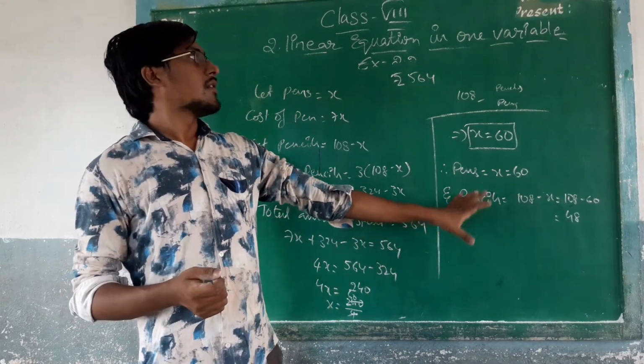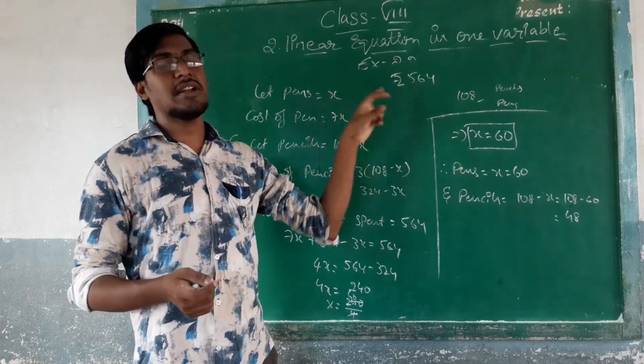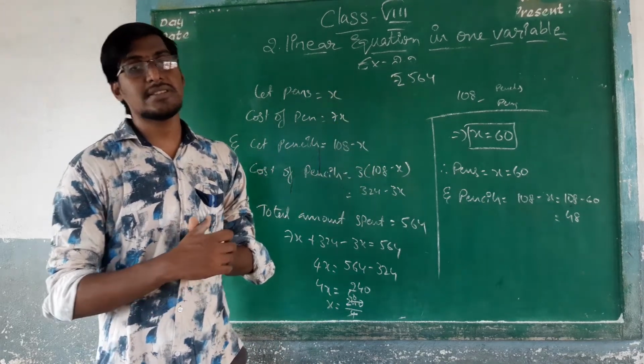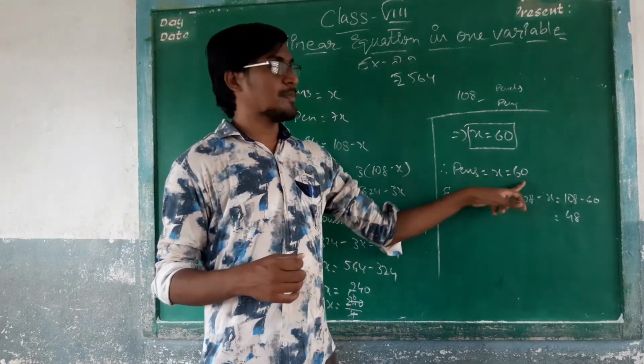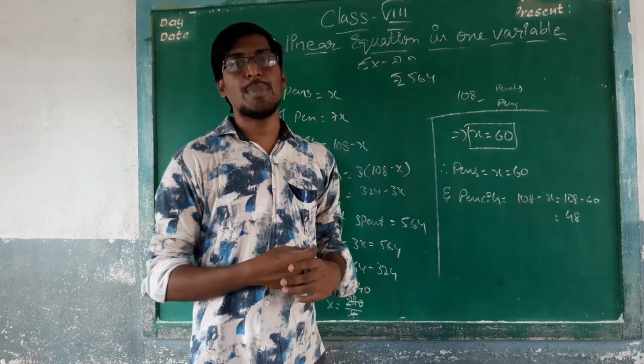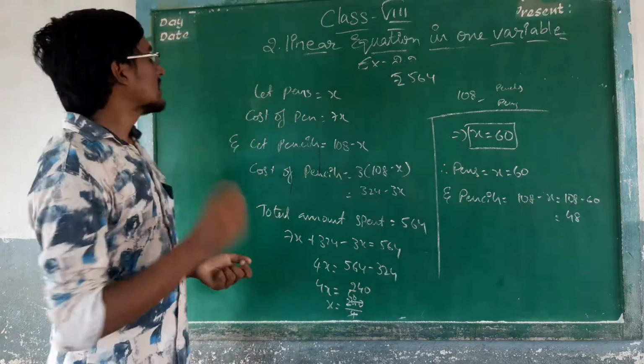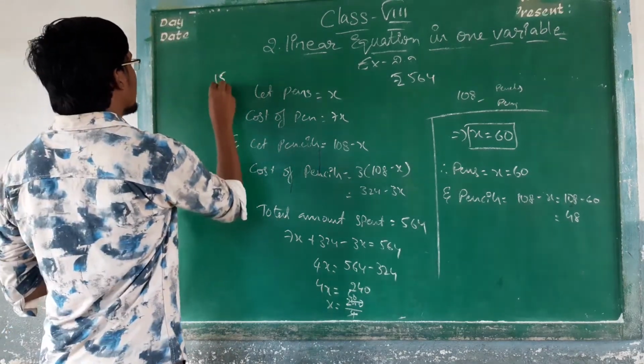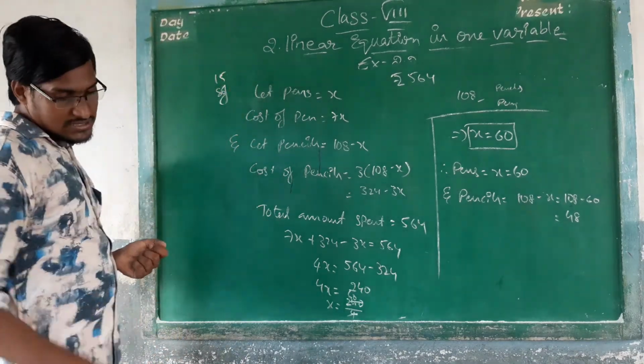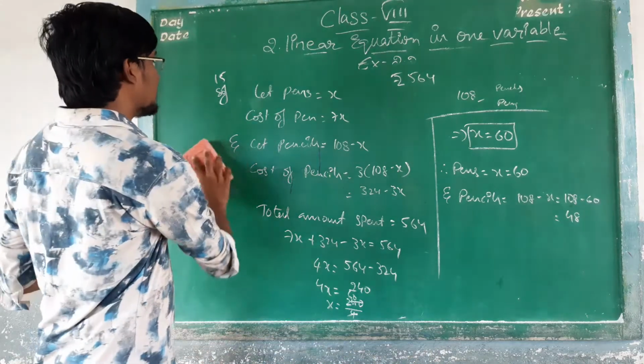For that, we have got it. We have spent 564 rupees among these 60 pens and 48 pencils. Okay, this is about the 15th sum. Next, move on to the 16th one.